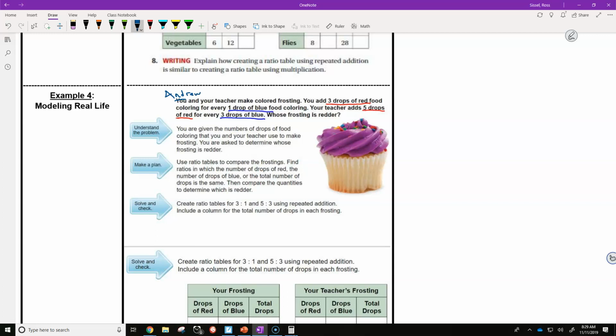All right, Andrew and his teacher made colored frosting. Andrew added 3 drops of red for every 1 drop of blue. Now, when we mix a color with the red, it takes a little bit of the red away, right? Everyone understands? So, Andrew has a ratio of 3 red for every 1 blue. Your teacher, I did this last time, Sizzler, and then watch this.